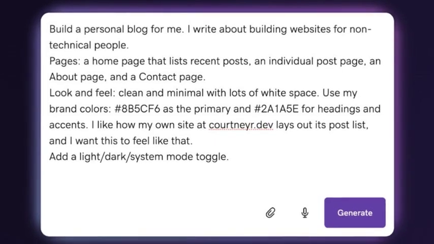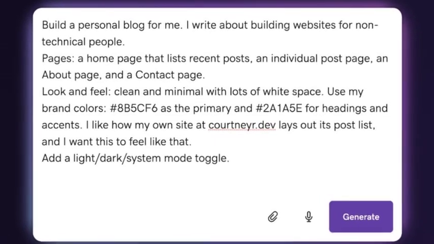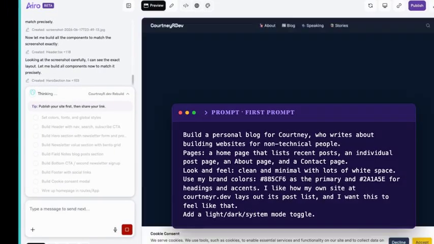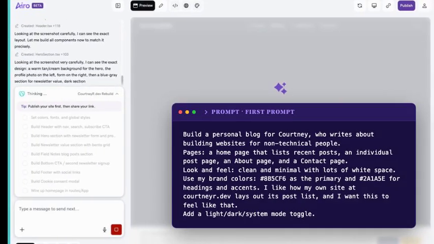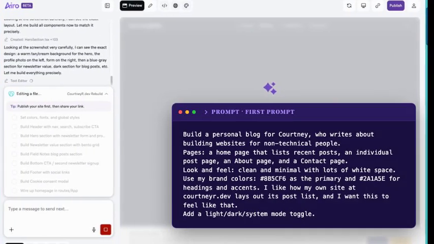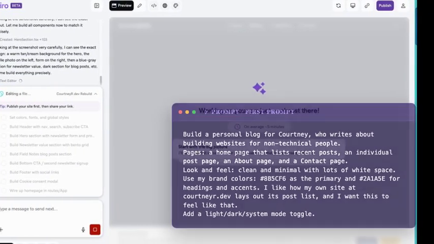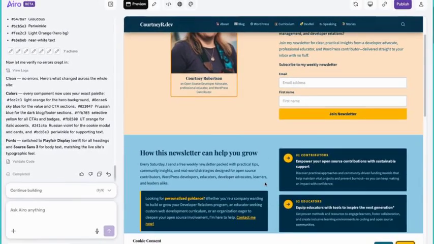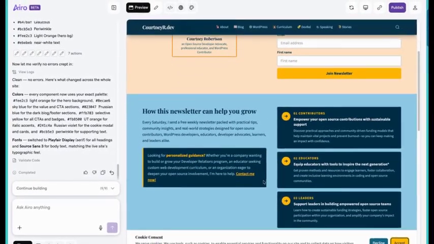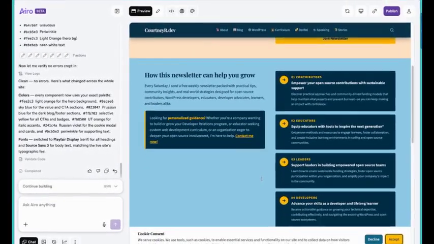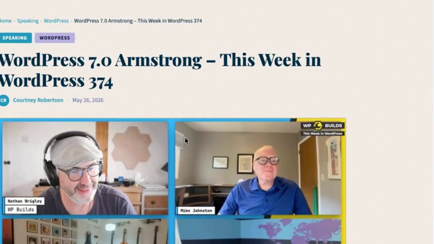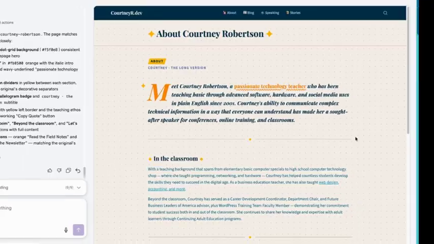Watch how much context goes in up front. What it is, who it is for, the pages I need, my colors, and the look I'm recreating for my own site. This is the golden rule in one prompt. And there it is: a homepage that lists posts, a real post layout, an about page, all in my colors. For the first pass, that's a real looking site, not a template that screams template.